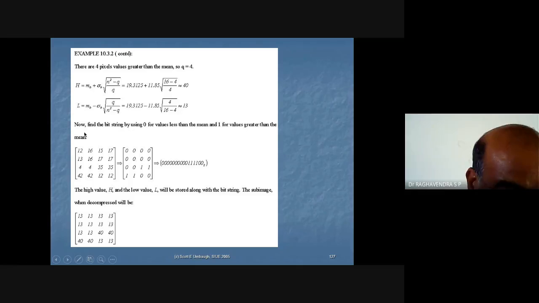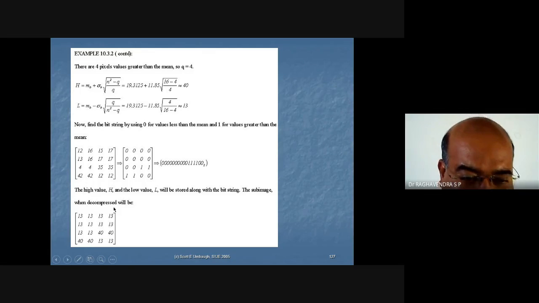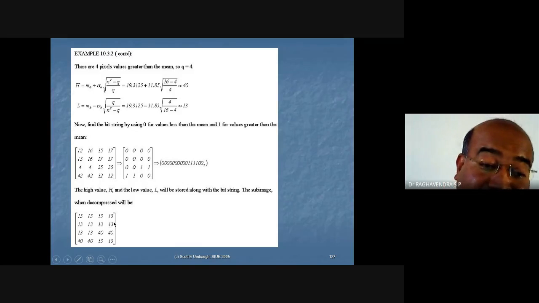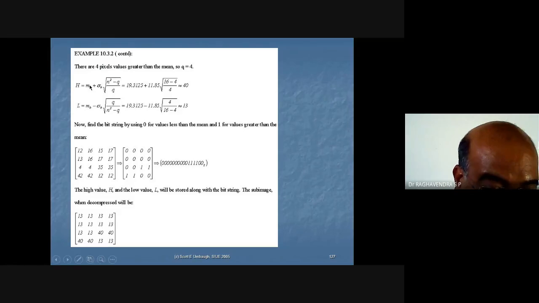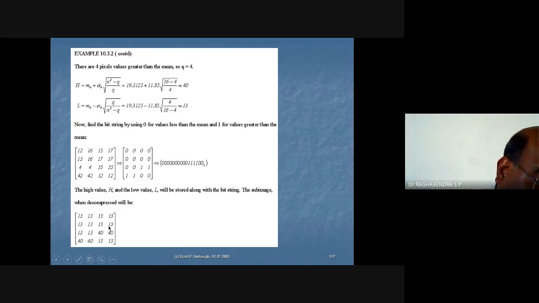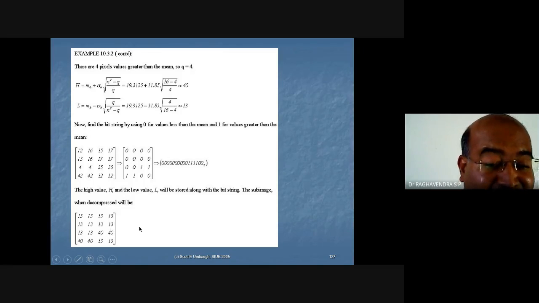Here there is 12, here 13, here 16, here 13, 15, 13. That means the values are closer. Here there is 35, here 40, here 42, and it becomes 40. So this is a kind of average image, the decompressed image. That is why we call this lossy image compression. Lossy means some data is lost. Yes or no? This loss can be overcome by using image enhancement or pre-processing techniques. Got it?